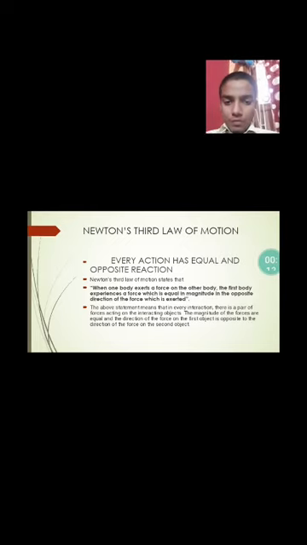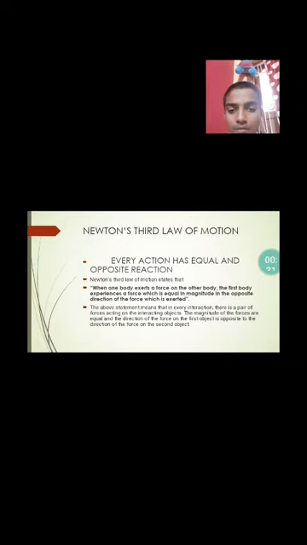Newton's third law of motion states that every action has an equal and opposite reaction. It means that when one body exerts a force on another body, the first body experiences a force which is equal in magnitude and opposite in direction to the force which is exerted.